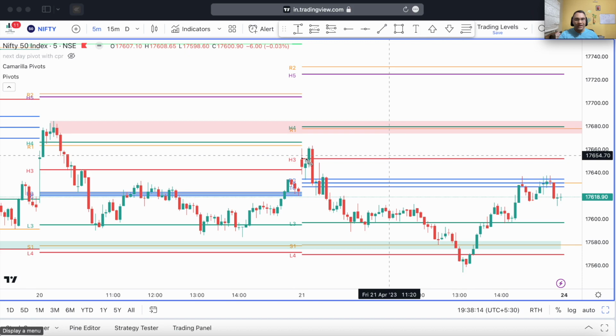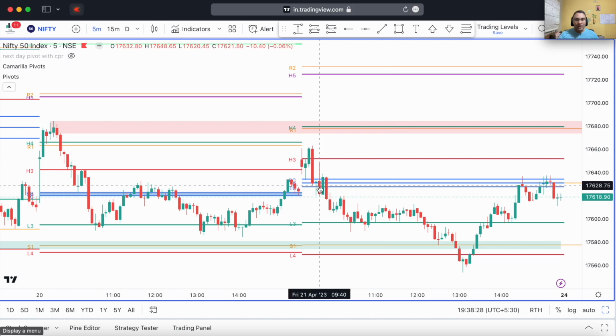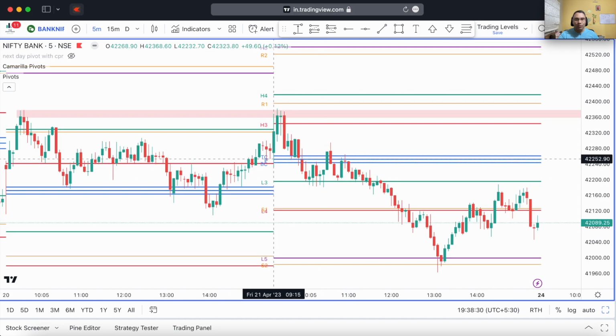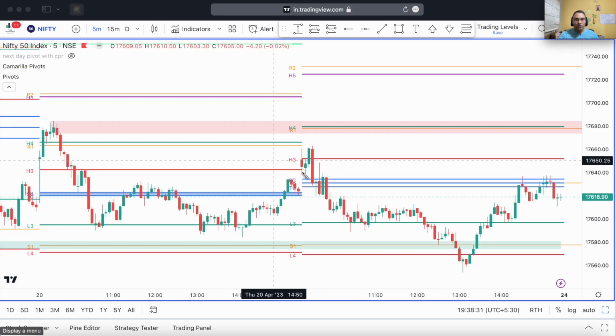Likewise, if you go to see in Nifty, you can see that price actually came from the H3. It took resistance at the H3 and fell right down to L3. Now, you had a bullish bias because the CPR was also higher value, the open was above today's CPR, and the previous close was above its CPR. So clearly the bias in both Nifty and Bank Nifty was bullish today.